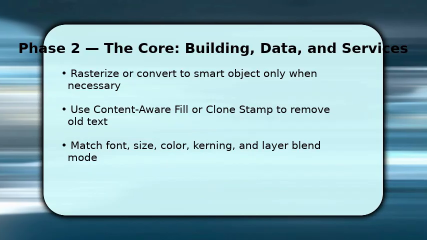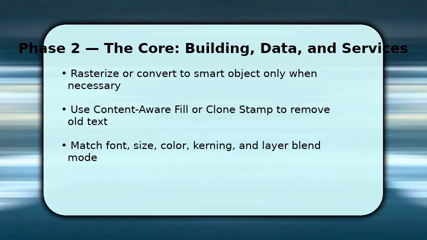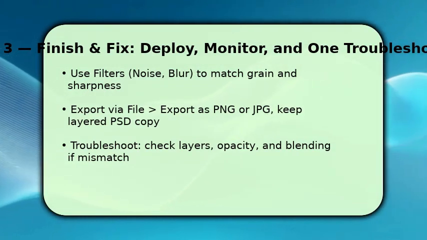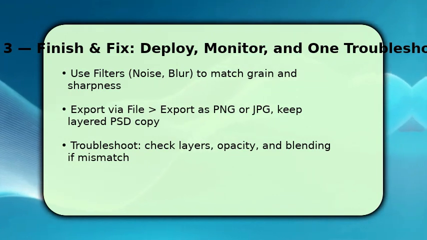You should adjust kerning and tracking, and set the layer blend mode to normal or multiply to replicate texture. Use a subtle layer mask to blend edges for realism. Finish by matching final texture. Add a small amount of noise or Gaussian blur to the text layer so it blends with the photo. This helps sell the edit.